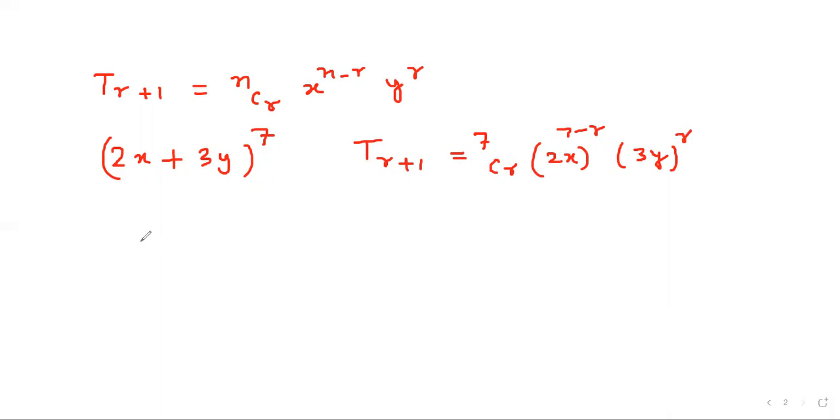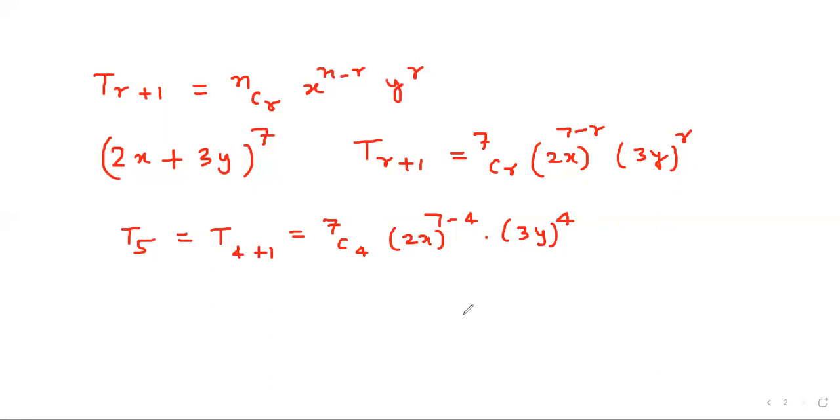Example, suppose we want to find the fifth term, T5. So we write it as T(4+1) and we put r equal to 4. So 7C4 (2x)^(7-4) into (3y)^4, and then we evaluate. So it is very simple.